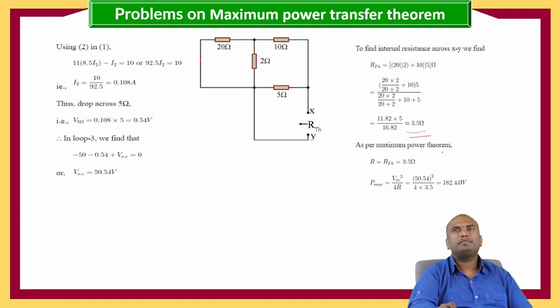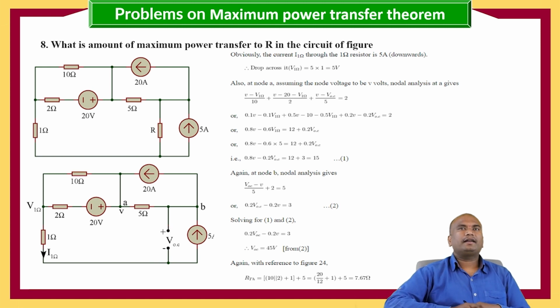Now, as per the maximum power transfer theorem, R is equal to RTH, which is equal to 3.5 ohms. Now we got the resistance value, and now we need to calculate the maximum power transfer, where Pmax is equal to VOC square by 4R, which is equal to 50.54 whole square by 4 into 3.5, which is equal to 182.44 watts.